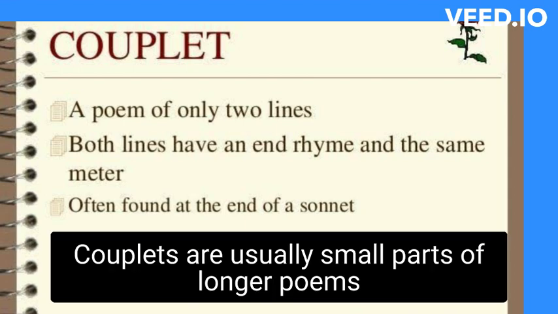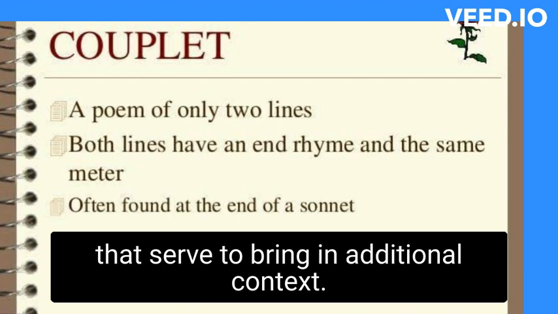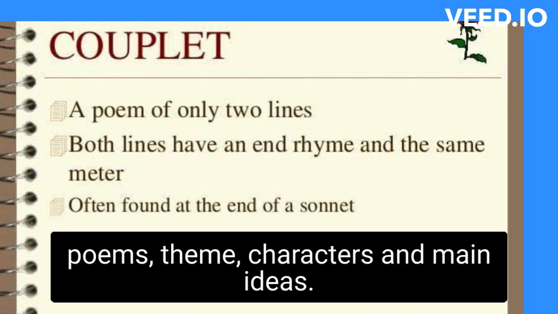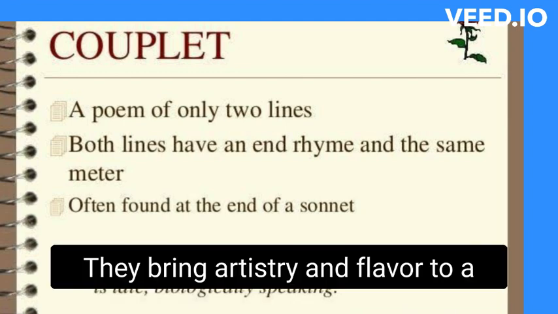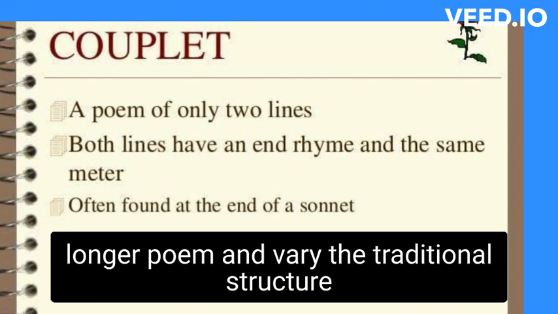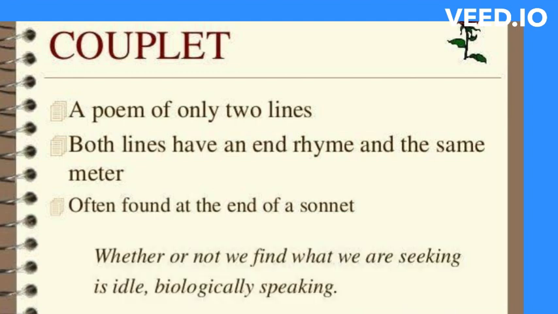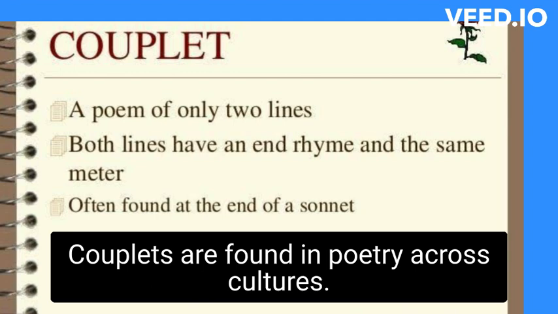Couplets are usually small parts of longer poems that serve to bring in additional context. Couplets can provide more details about the poem's theme, characters, and main ideas. They bring artistry and flavor to a longer poem and vary the traditional structure somewhat without completely abandoning it. Couplets are found in poetry across cultures.